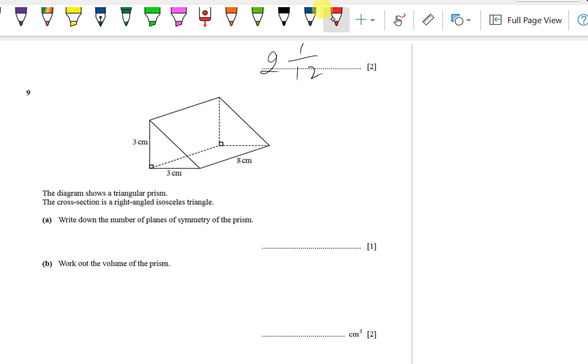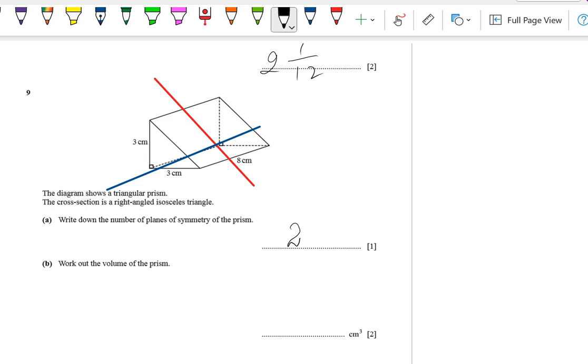Planes of symmetry, you can see we can divide this solid into exact two half while cutting in it from this direction, and otherwise you can cut it in this direction. So it should have only two planes of symmetry.